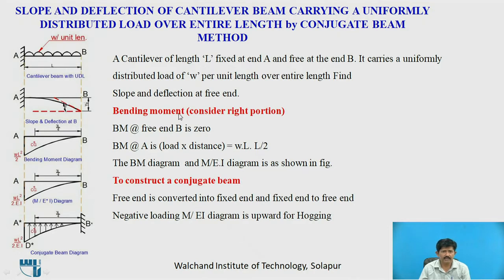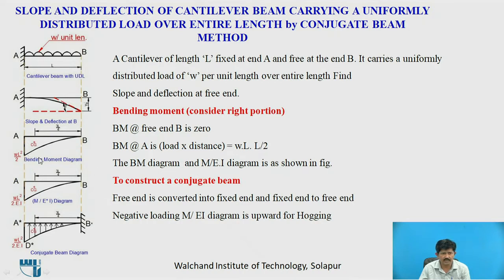To draw the bending moment, we will consider the right portion only. So, bending moment at the free end is 0. Bending moment at A is equal to load into distance. Now, the load is a uniformly distributed load, so it is W into L, that is the total load, and the distance, since it acts at the CG point, is L by 2. So multiplying by L by 2, it is WL square by 2. The bending moment diagram and M upon EI diagram are as shown in this figure.